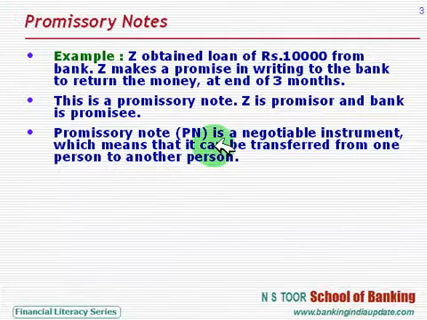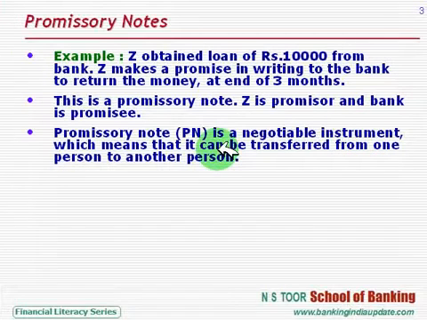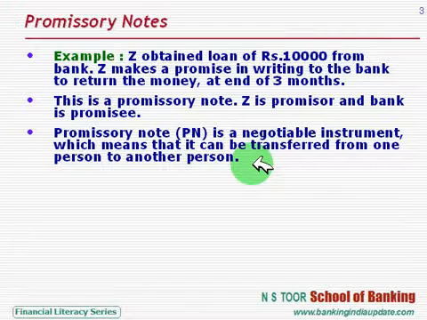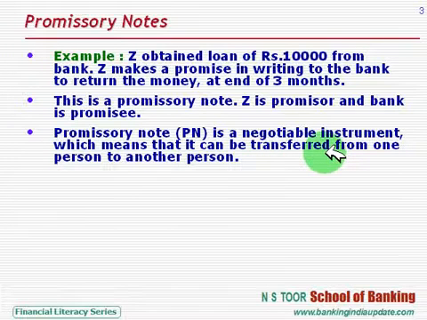Promissory notes are negotiable instruments. That means a promissory note can be transferred from one person to another person. So the right to get the payment can be transferred by one person to another person in case of a promissory note.